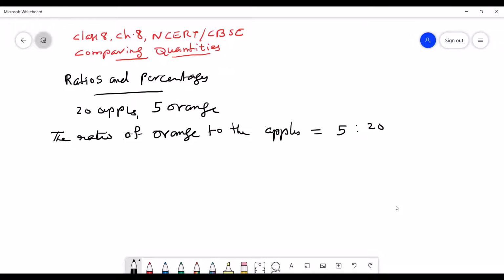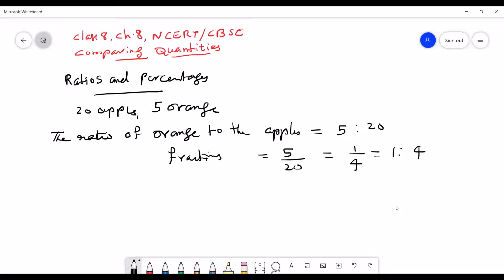5:20. And in terms of fractions, when we do it, we will get this as 5/20, and 5 will go into 20, 4 times. So this will come as 1/4. And in ratios, we can write it as 1:4. It means when one orange is there, there will be 4 apples. Otherwise, when 2 oranges are there, there will be 8 apples.